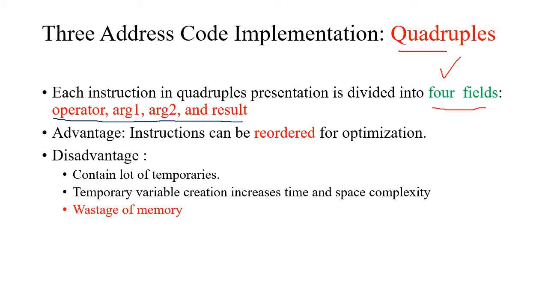Here there is some advantage of this. Instructions can be reordered for optimization. The disadvantage is, as we are storing this intermediate result, that may be wastage of memory. It contains a lot of temporary variables for storing results, so it increases time and space complexity. The advantage of quadruple is we can reorder instructions, which I'll explain using an example.